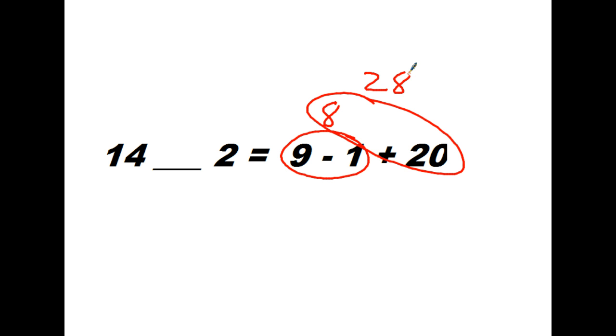What can I do with the 14 and the 2 to get 28? I need to get bigger than a 14. So I'm either multiplying or adding. If I add 14 plus 2, that's only 16. 14 times 2 gets me to a 28.